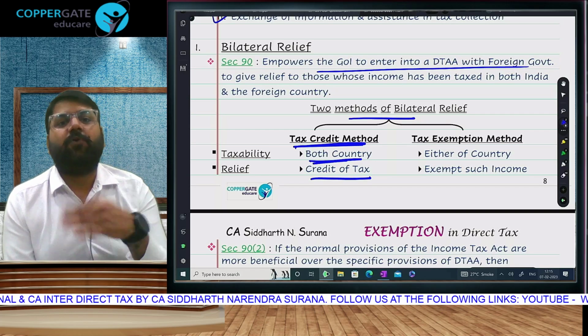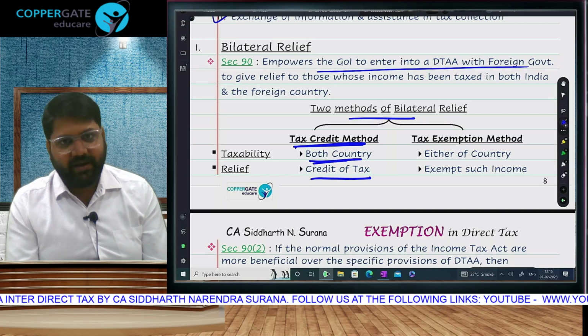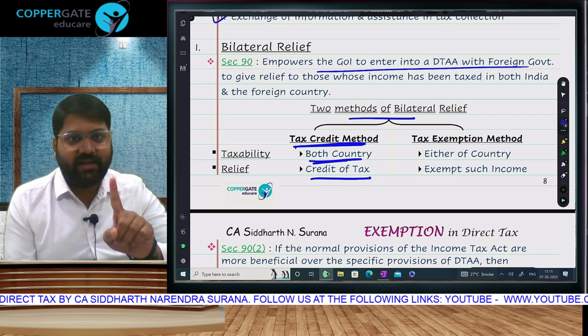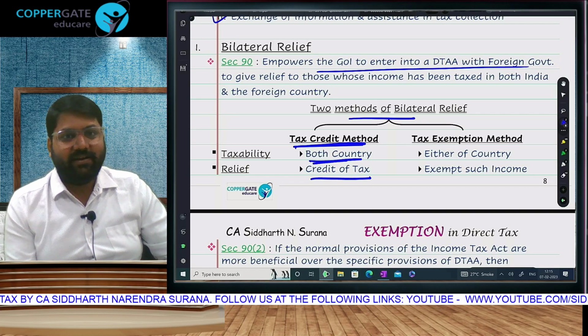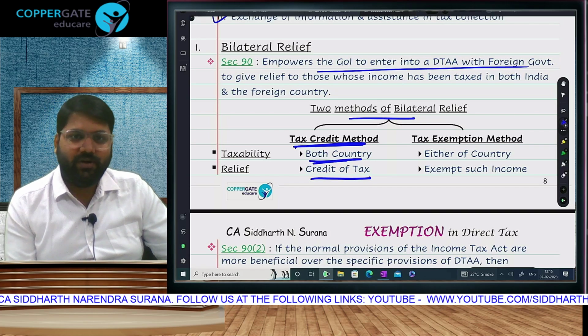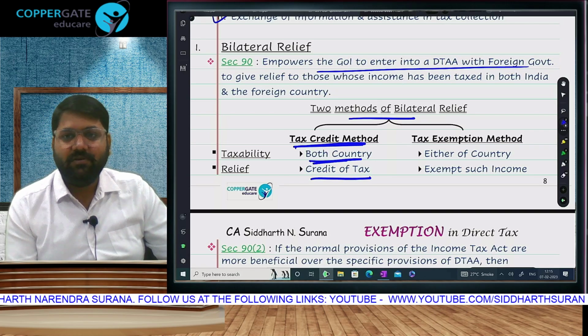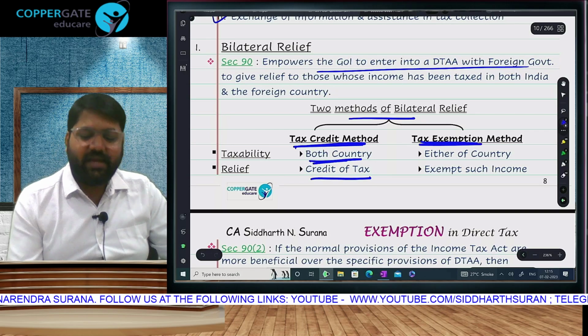So my tax is 40, but take credit of what you have paid in India, pay only 10. So India will take the full 30, New Zealand will give you credit. Reduce 40 to only 10, but you are getting relief. And the second way is the tax exemption method.